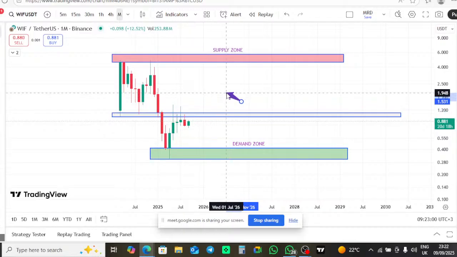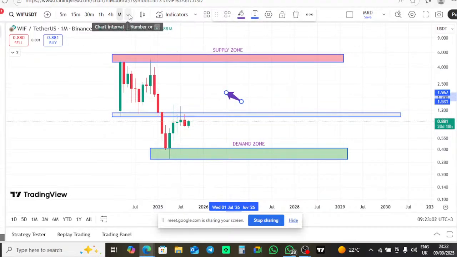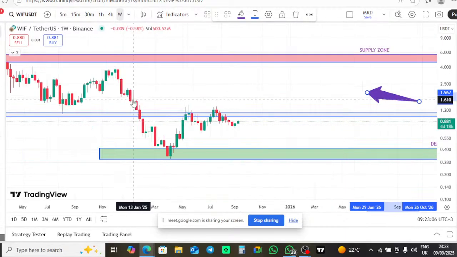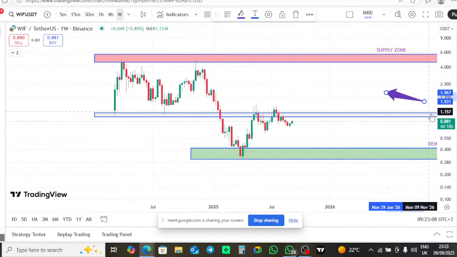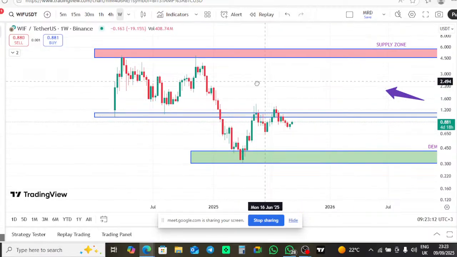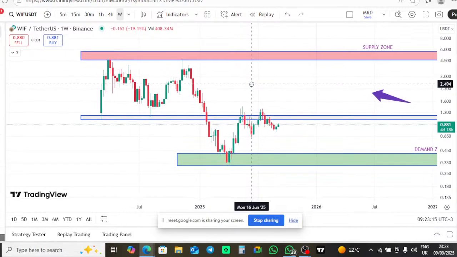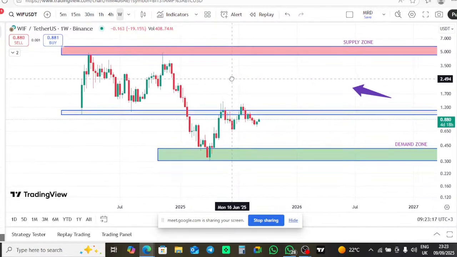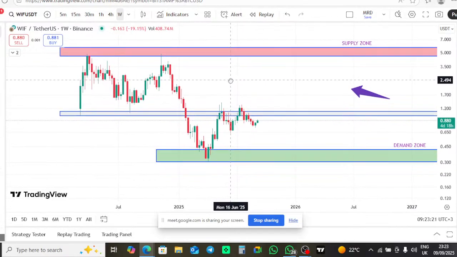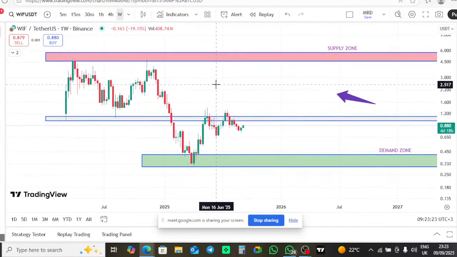Okay, so we go for 1 week. We see what is happening on 1 week. What is happening on 1 week? Do we have anywhere to draw a line? No. Are you seeing anywhere? No. Me, I'm not seeing anywhere where to draw the line.